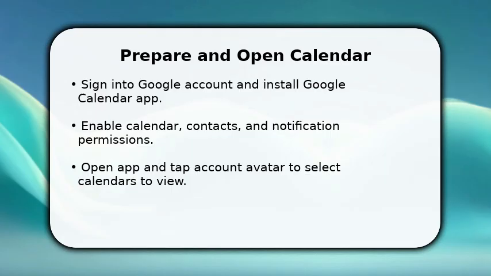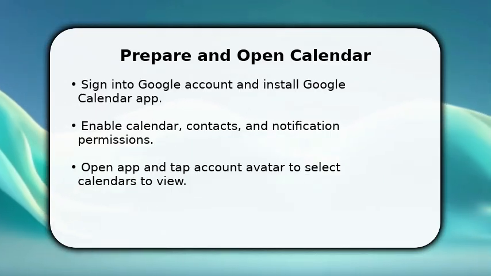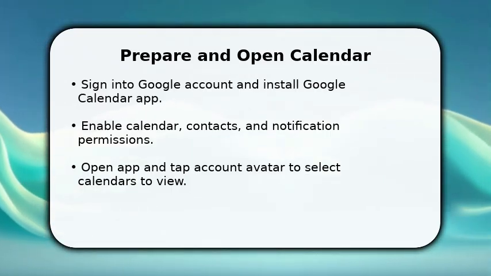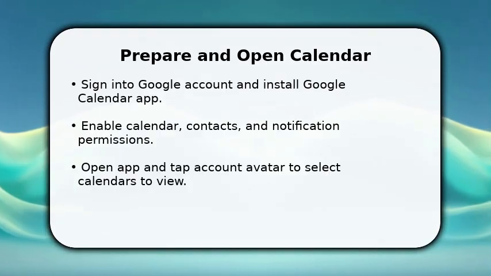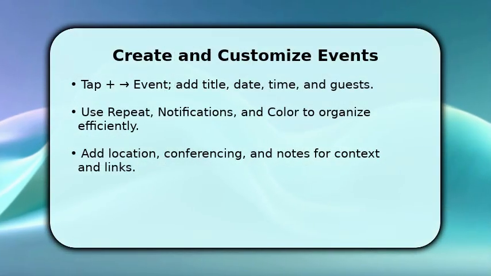Now tap the plus button to add your first event and pick a calendar. This starts syncing immediately and shows how entries appear across devices. You're ready to build detailed events.